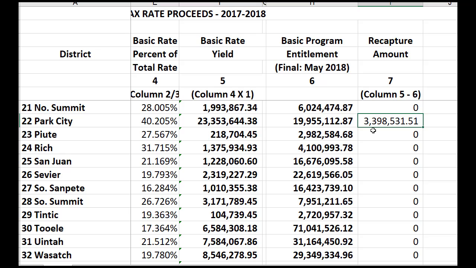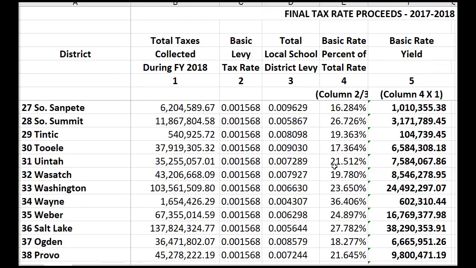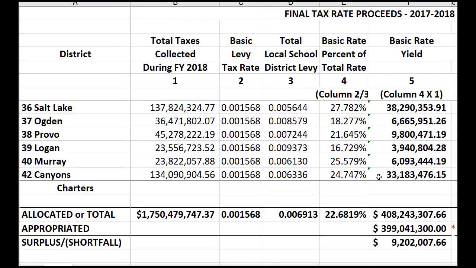This spreadsheet is also sent to each school district to review one last time before budgets are adjusted for the basic school program and the voted and board local levy programs, and this occurs for the May allotment memo each year. As we scroll down to the bottom of this sheet, you can see here that the revenue target for fiscal year 18 for the minimum basic tax rate was $399,041,300, which we mentioned earlier.